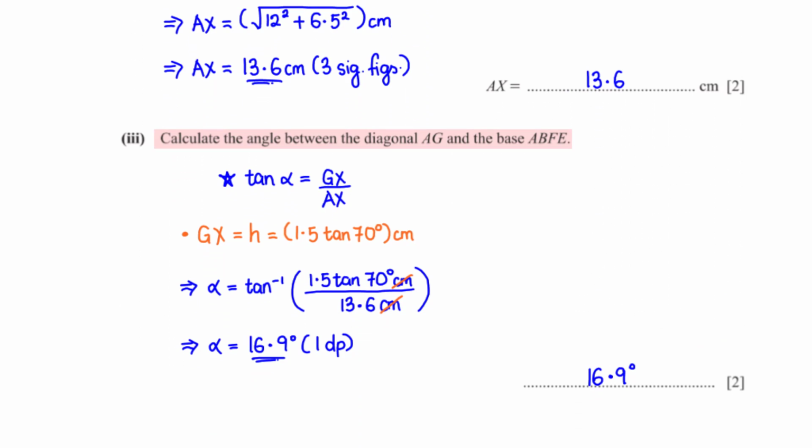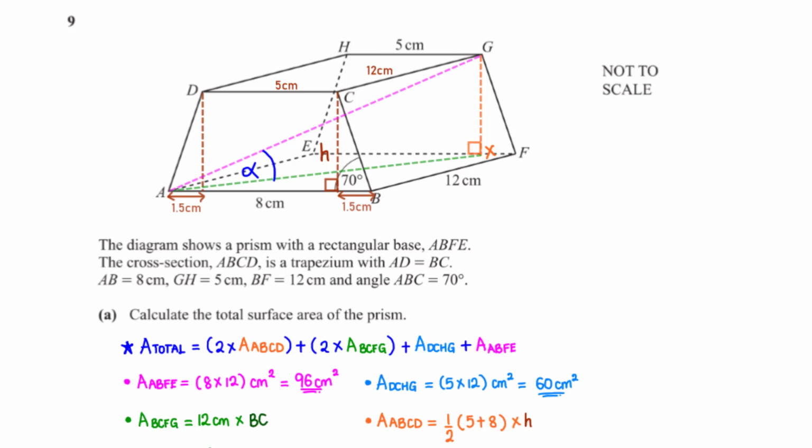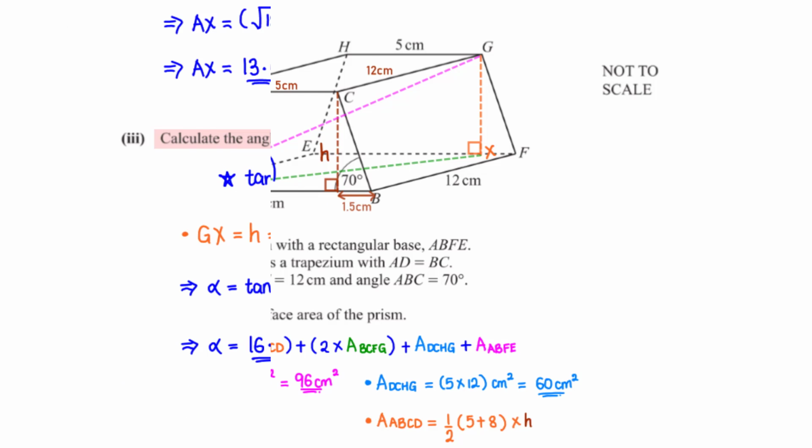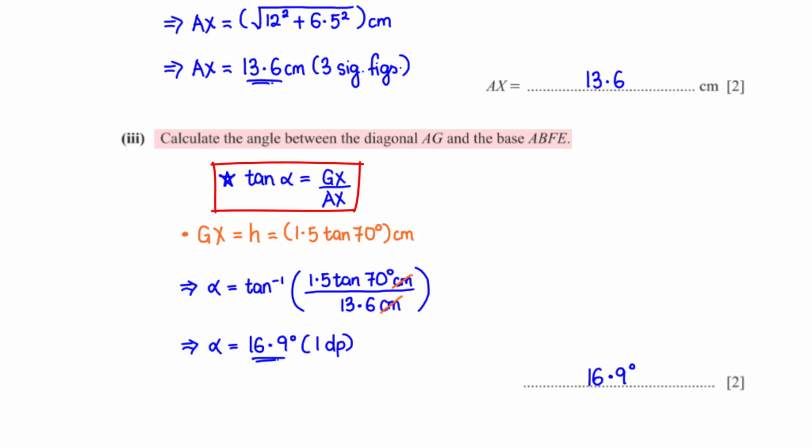Calculate the angle between the diagonal AG and the base ABFE. On the diagram, we've drawn the line from A to G with a pink line. This line forms the hypotenuse of the right-angled triangle AGX. We've labeled the angle between AG and the base as alpha. We can find alpha by applying SOHCAHTOA. This gives us tan alpha equals GX divided by AX.